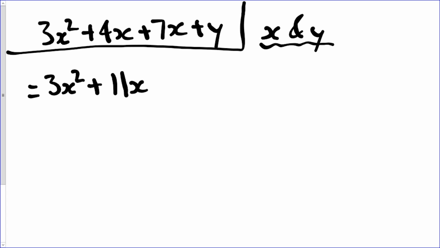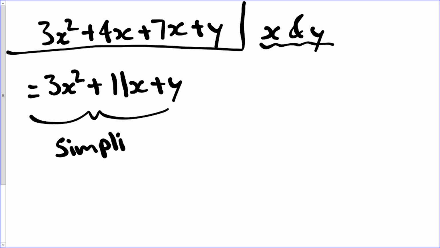But why is the problem here? You really can't put y into anything. Y is not the same variable as x, so it fails on the first criteria. That means you have to write y by itself, so plus y. That's going to be the simplified version of the first polynomial, 3x squared plus 4x plus 7x plus y.